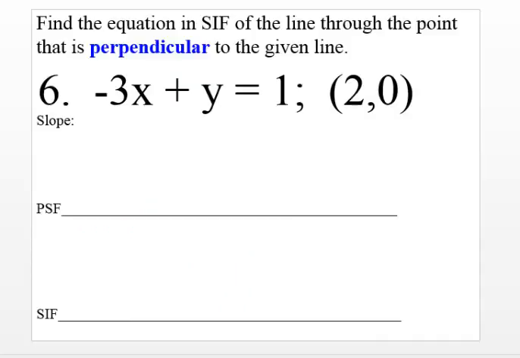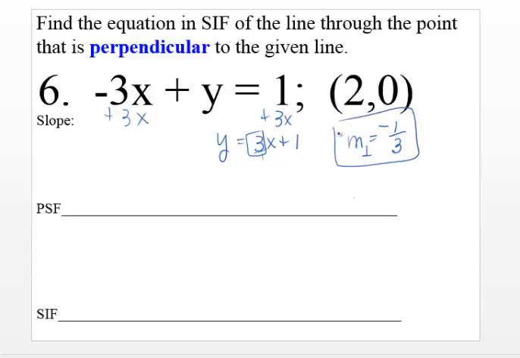On this next one, I have to solve for y first, so I'll add 3x to both sides. y equals 3x plus 1. So the slope of this given line is 3. The slope of the line perpendicular is the reciprocal of that, so I've got to reciprocate it, which would be 1/3. This was positive, now it's negative. So I'm going to be using the slope negative 1/3 and (2, 0) as my ordered pair. So I'd get y minus 0 equals negative 1/3 times x minus 2. That's point slope form.